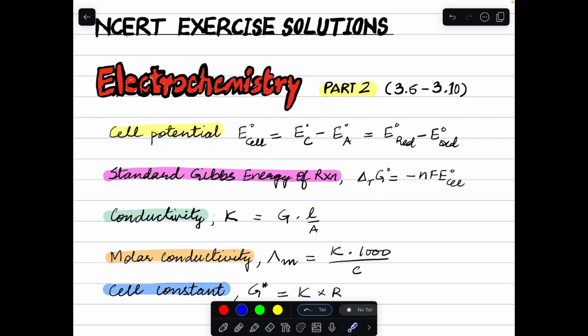We are doing the chapter electrochemistry, and in the last video we did some questions based on the standard electrode potential and the Nernst equation. Today let us apply some more important concepts like standard Gibbs energy of reaction, conductivity, molar conductivity and cell constant to solve some more questions. We will be doing NCERT exercise questions 3.6 to 3.10.